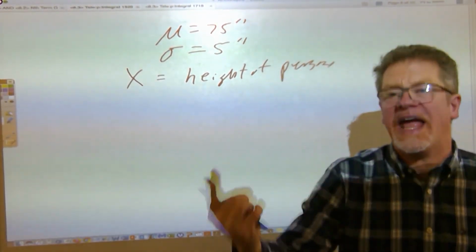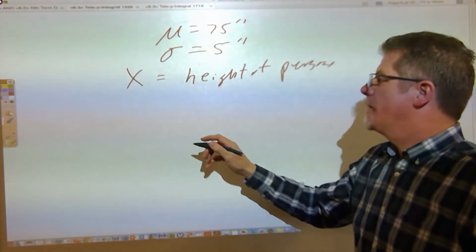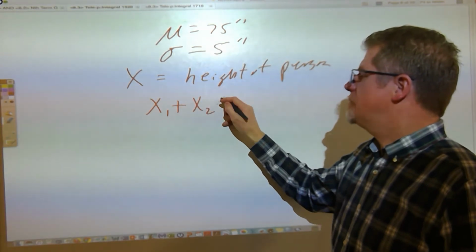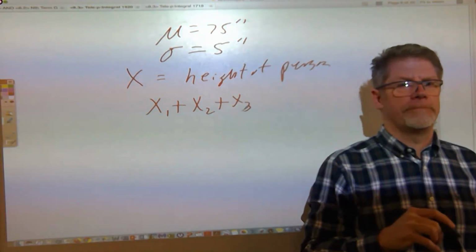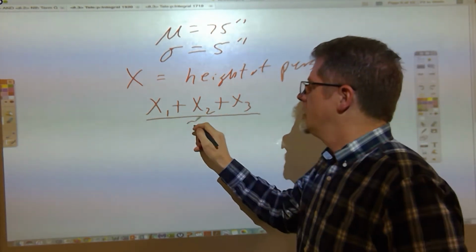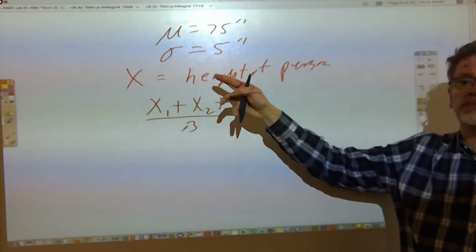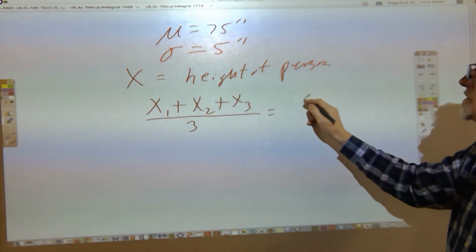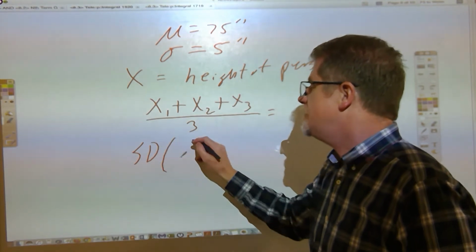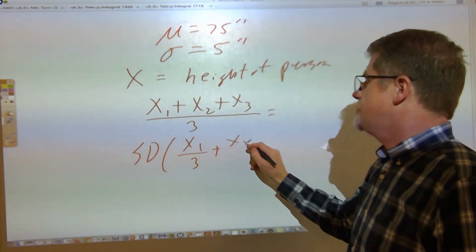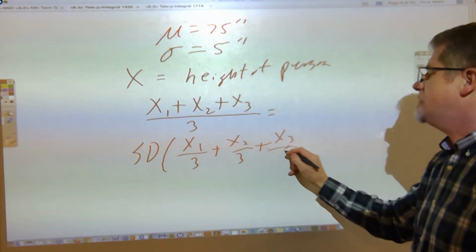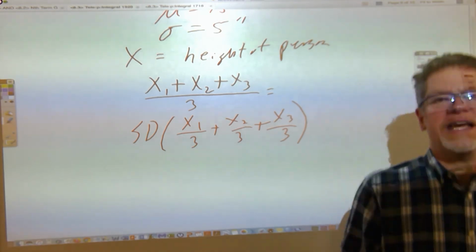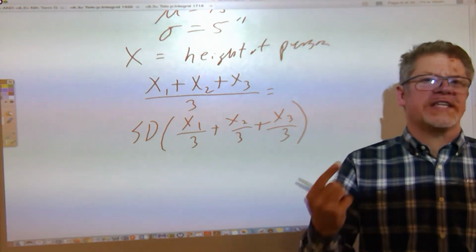So if we want to find the average of 3 people, what would we do to x1 plus x2 plus x3? We divide it by 3. So what's the standard deviation of x1 plus x2 plus x3 over 3? Or in other words, what is the standard deviation of x1 over 3 plus x2 over 3 plus x3 over 3? We saw it yesterday, but you should probably write it down in the margin, because this is the yogurt day connection with the central limit theorem.